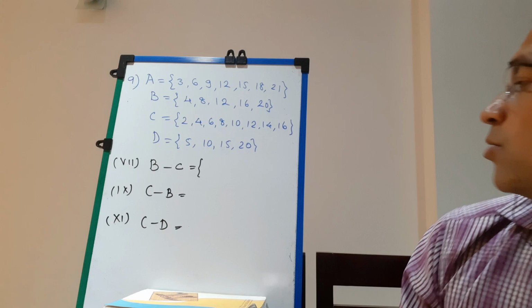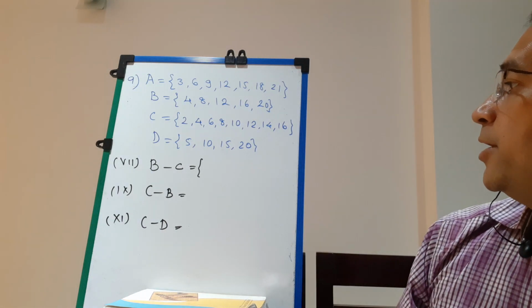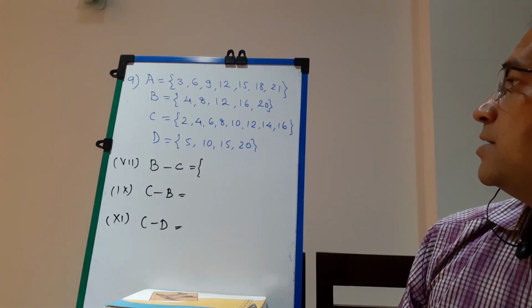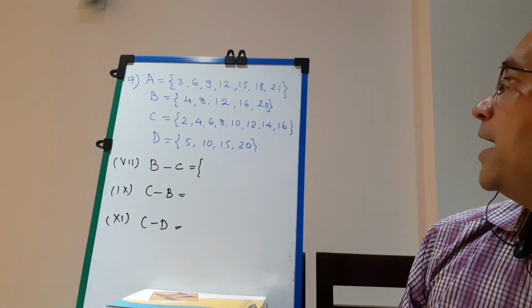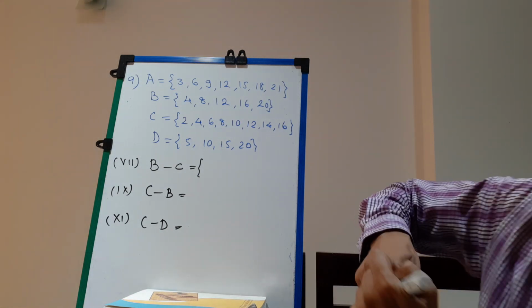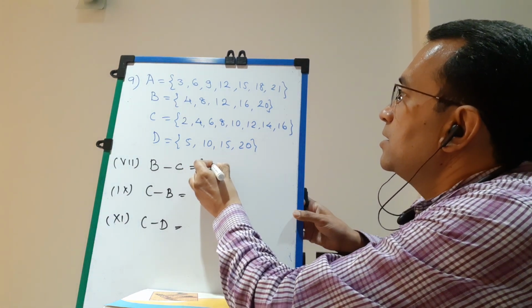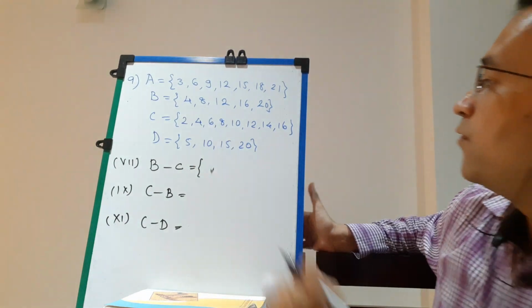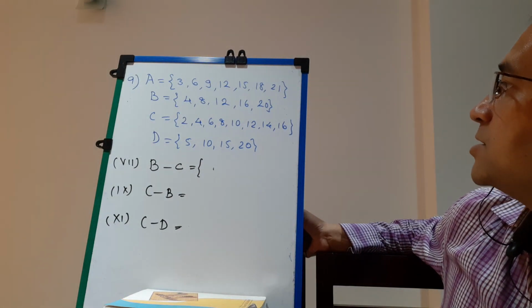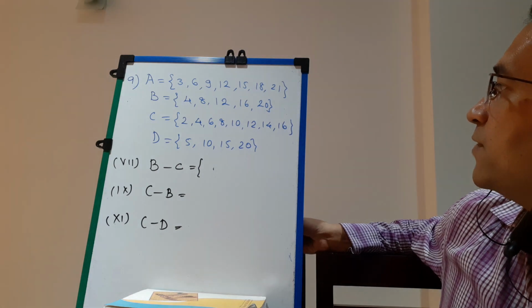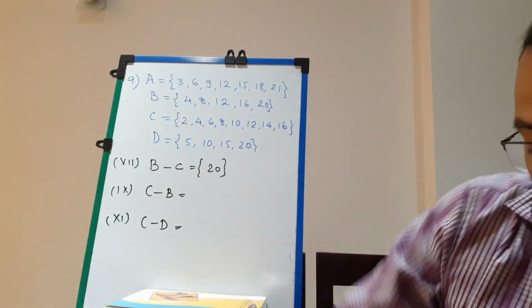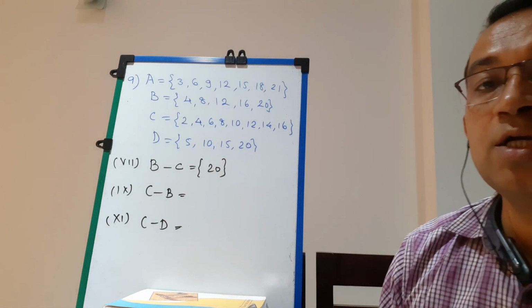B minus C means from B, remove the common elements of B and C. Which are the common elements of B and C? Then I can say 4, 8, 12 and 16. So remove 4, 8, 12 and 16. If I remove them, then the remaining element is only 20. So students, B minus C is the singleton set {20}.